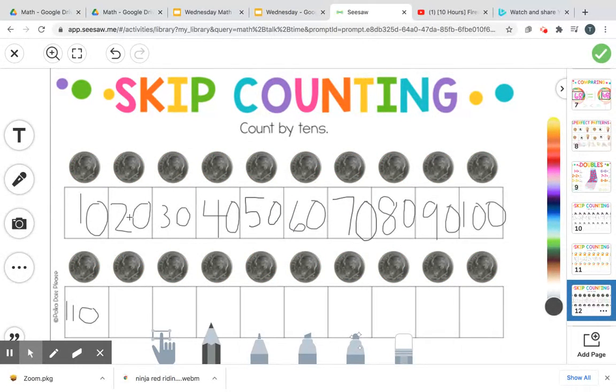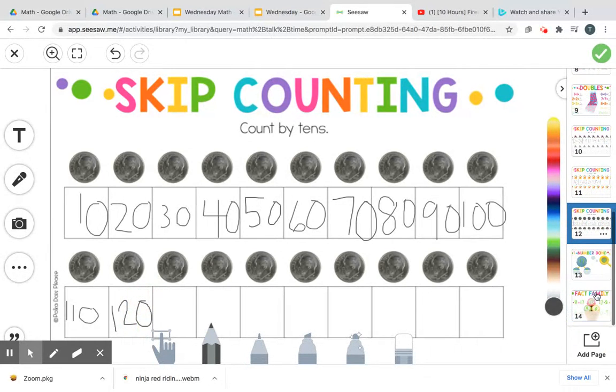Okay, same way with this guy. We are counting by 10s, and we got all the way to 100, so we're going to see what comes next. So it starts all over, but this time in the hundreds. So 110, our next one is 120. Can you guess what the next one will be? I bet you can. You're going to find out tomorrow, though.